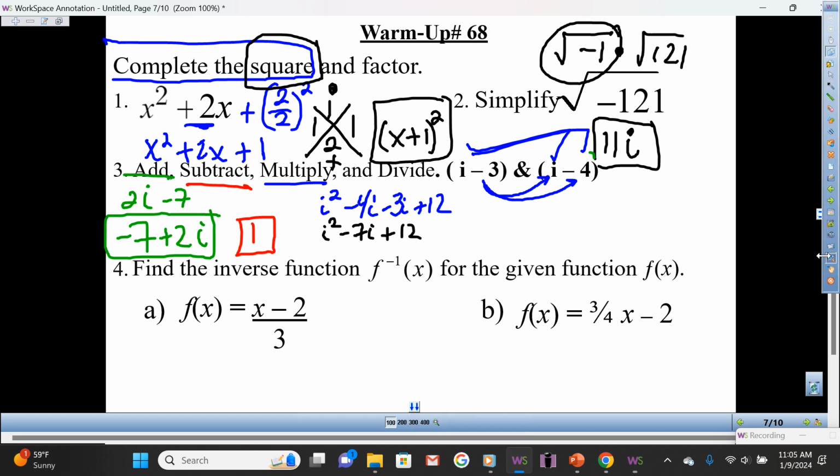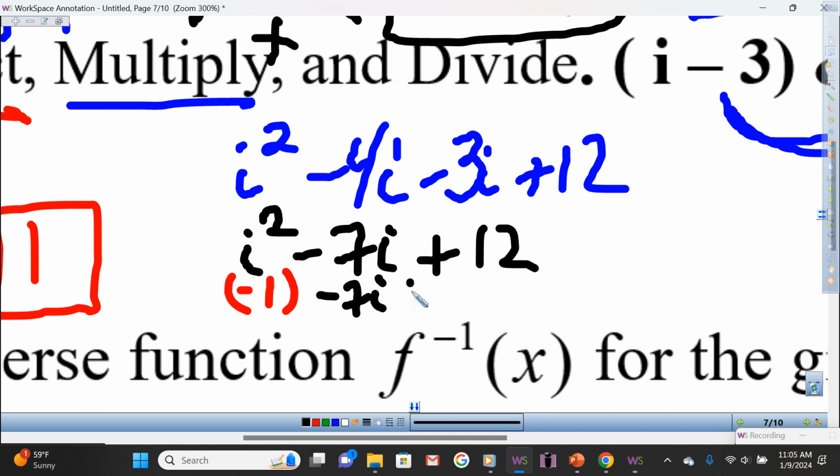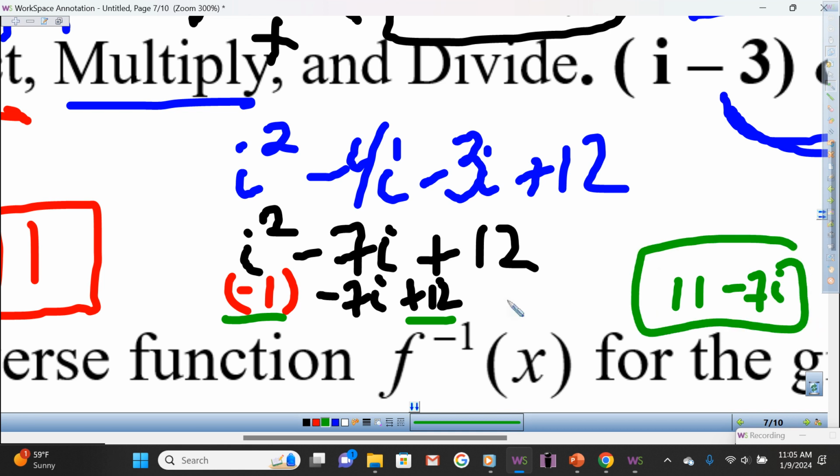Let me zoom into that. Remind your neighbor, what do we write instead of i squared? What do we write instead of i squared? Yes, that is replaced by -1. So then I bring everything else down, -7i plus 12. I combine the numbers by themselves. What is -1 plus 12? That's 11. And then -7i at the end. And that is our complex number.